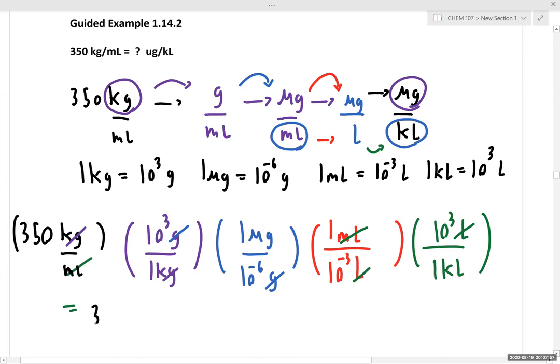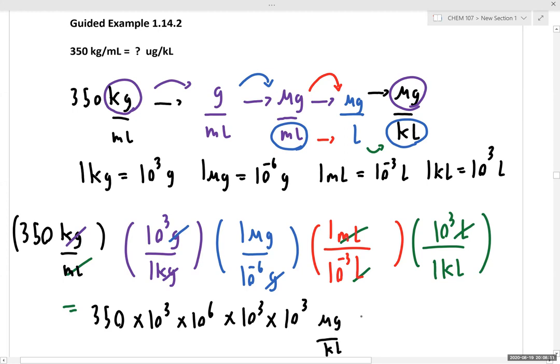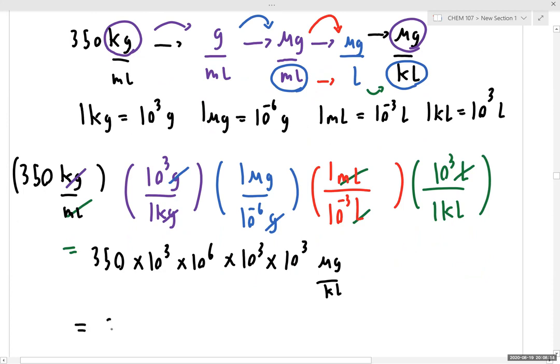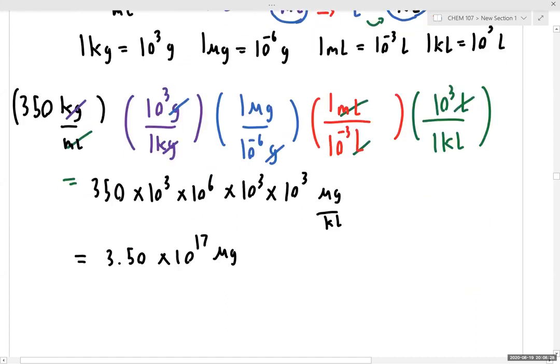So this in turn gives us 350 times 10 to the 3rd times 10 to the 6th times 10 to the 3rd times 10 to the 3rd, and this is micrograms per kiloliter. That in turn, after punching it into our calculator, gives us 3.50 times 10 to the 17th microgram per kiloliter.